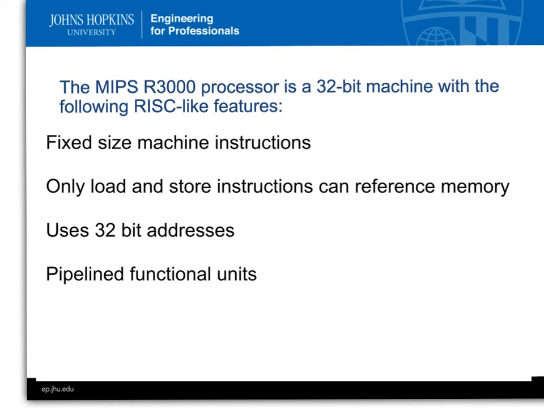And one of the next things we're going to look at in this class is a data path, like how it takes those 32 bits and interprets them and does something with them. So all of them are 32 bits. Here is something very RISC-like. Only load and store instructions can reference memory.